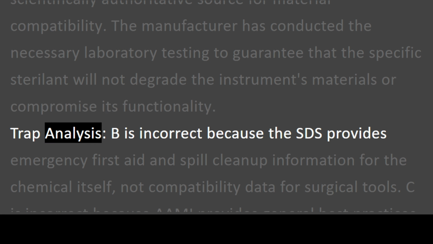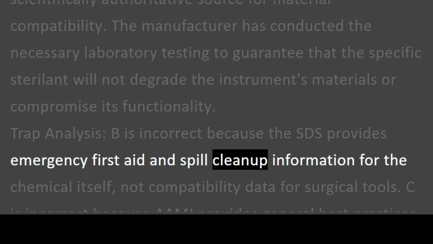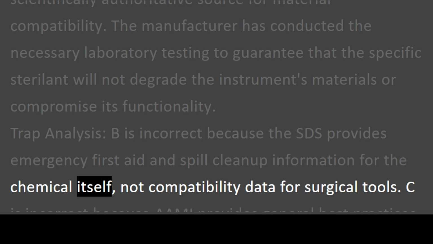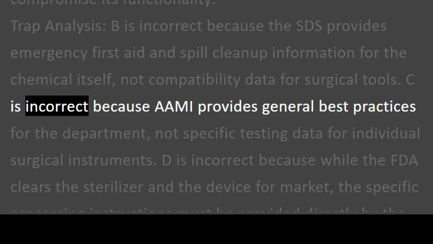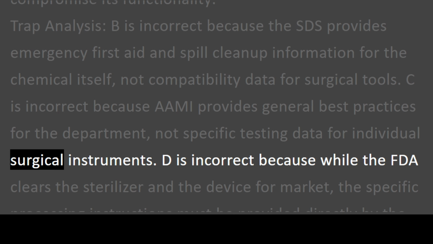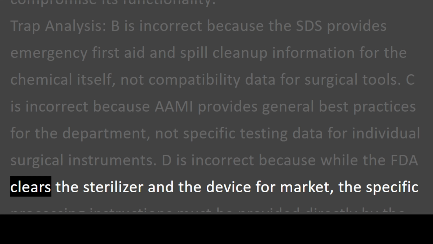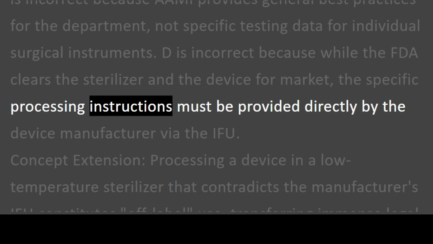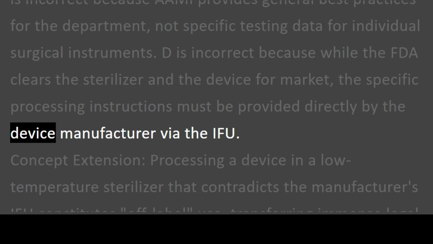Trap analysis. B is incorrect because the SDS provides emergency first aid and spill cleanup information for the chemical itself, not compatibility data for surgical tools. C is incorrect because AAMI provides general best practices for the department, not specific testing data for individual surgical instruments. D is incorrect because while the FDA clears the sterilizer and the device for market, the specific processing instructions must be provided directly by the device manufacturer via the IFU.